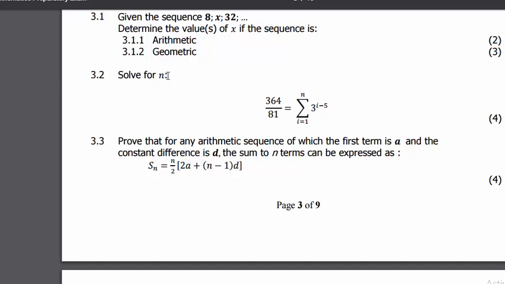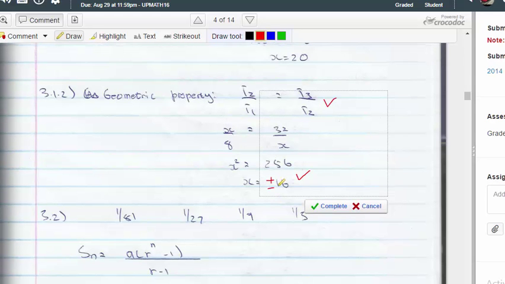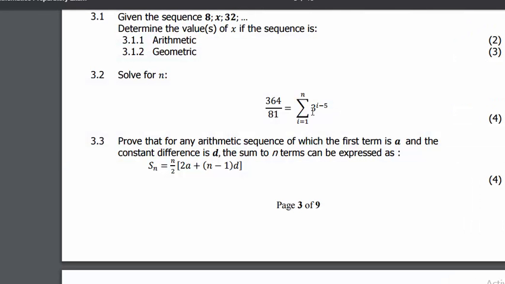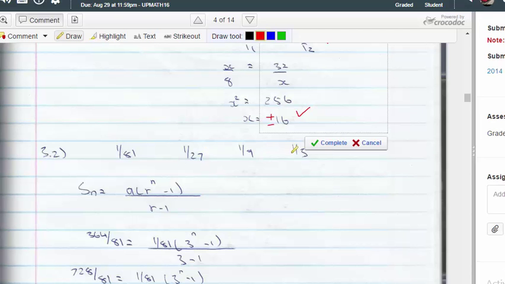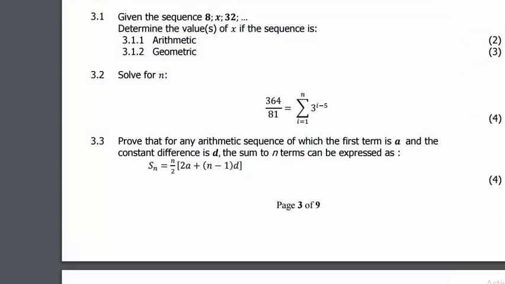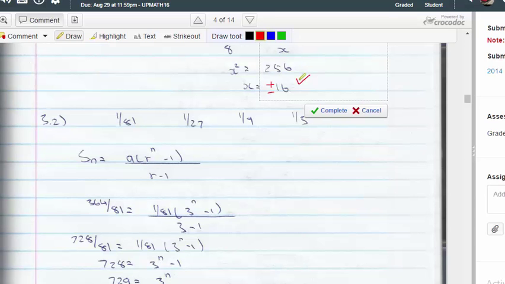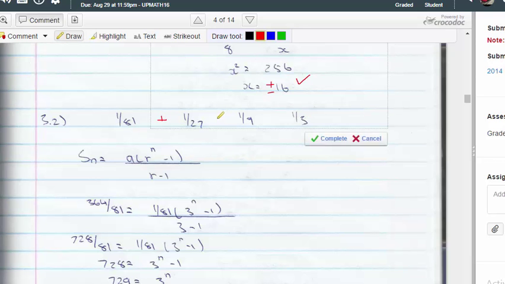Solve for n. Basically the question is how many terms are there in this sequence? Let's see what he did. He started off by writing out, in other words, substituting i with 1, and you get 3 to the power of negative 4, i with 2, 3 to the power of negative 3. He substituted that and got a sequence. It's exactly what you have to do. When you see a sum, use the first 3 terms, and figure out what type of sequence it is. He sees this is an arithmetic series.